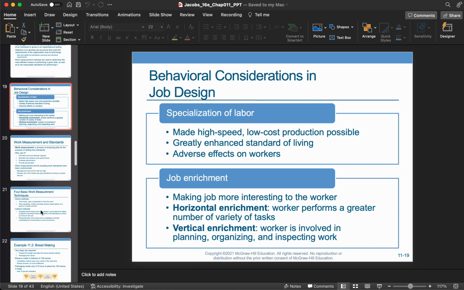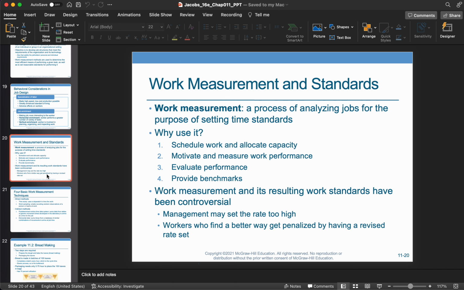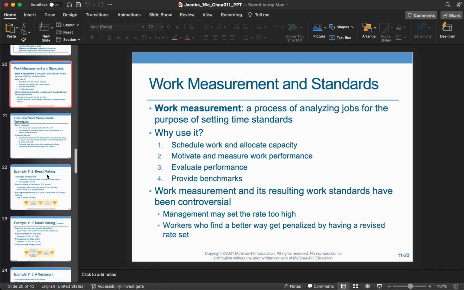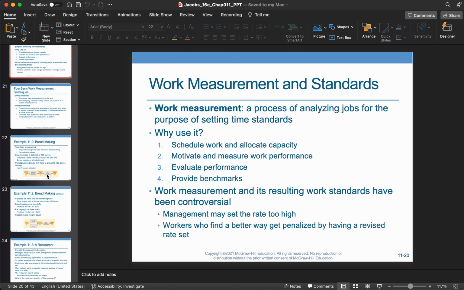Now, I'm not going to talk about work measurement much. I'm going to end the video here. You can read about work measurement in the textbook. It's really not that important.